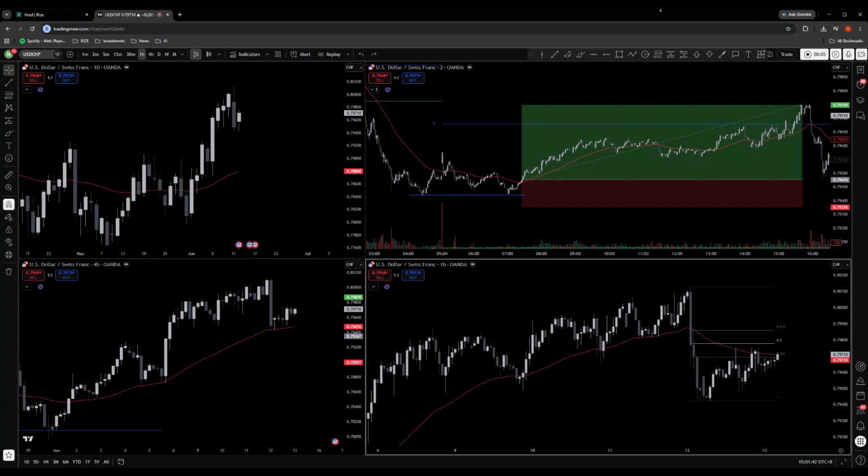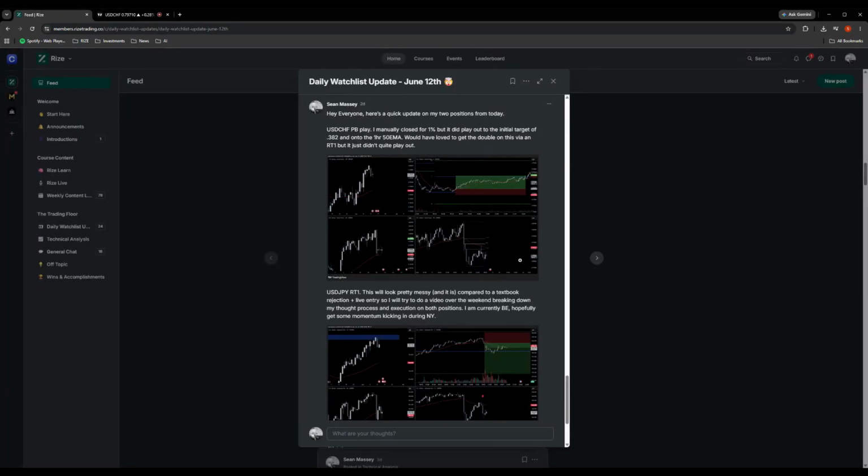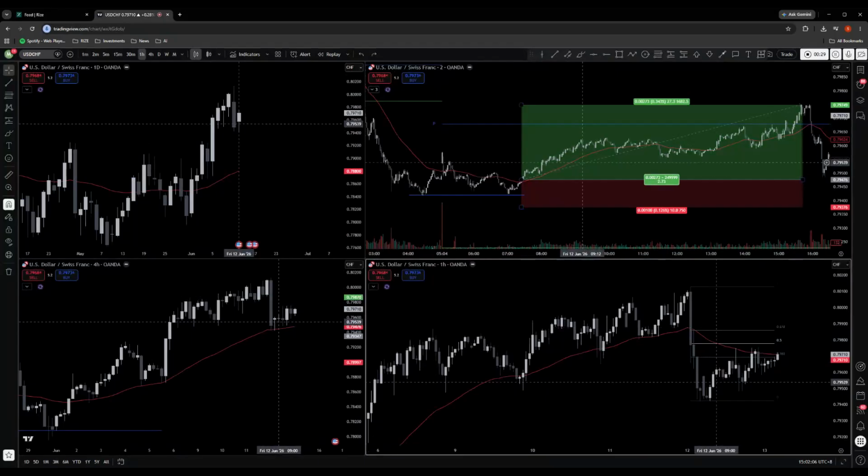We're going to be looking at dollar Swiss today. So another pullback play, which happened on June 12th. A tight little position to close out the week. You can see here we had a massive watch list on Friday, and this is one of two positions. So I took dollar Swiss and dollar yen. I'll break down dollar yen in another video, but this one was a nice little pullback play, which closed for 1%. So we'll go ahead and break it down.